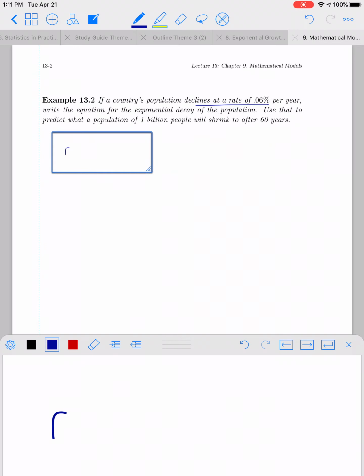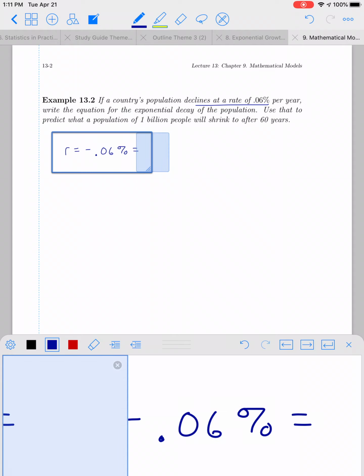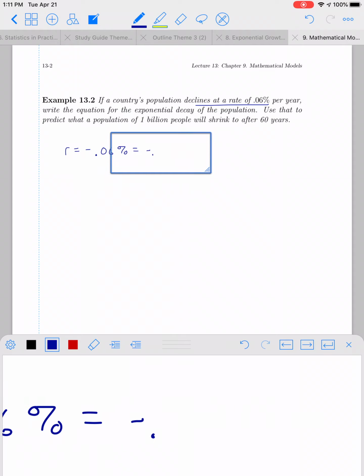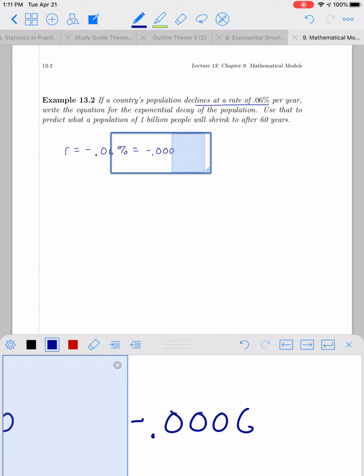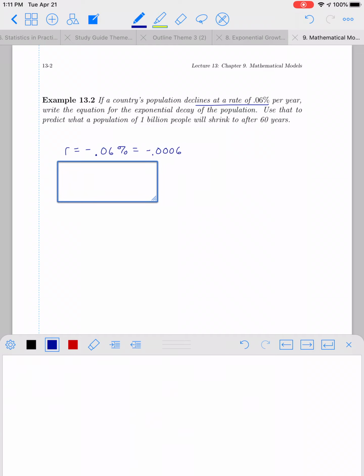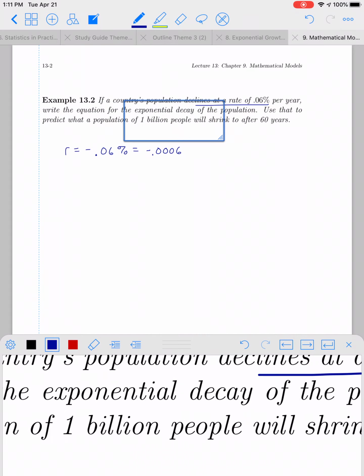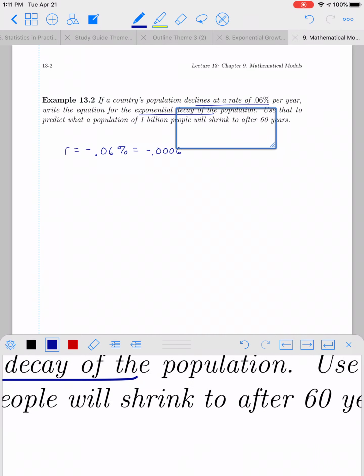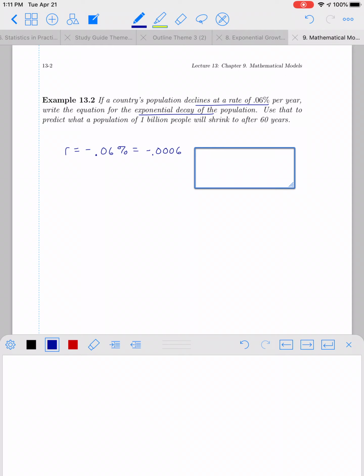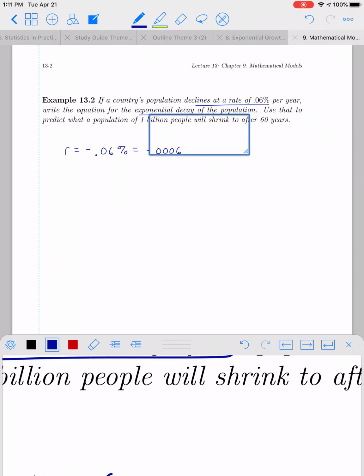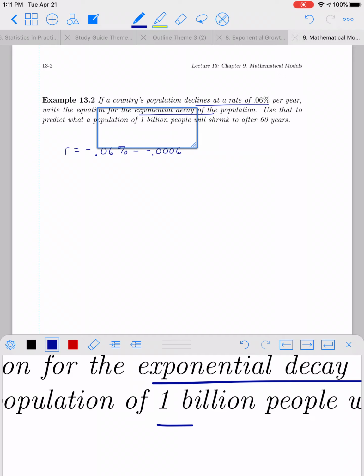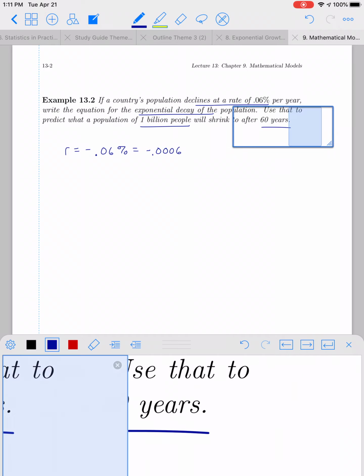So maybe this time we'll recognize the rate right away. It's a decline, so it's negative 0.06%, and converting this to a decimal is negative 0.0006. Now what is Q naught? We're looking for more. Write the equation for the exponential decay of the population, so further instruction, just like the previous problem. Use that to predict what a population of 1 billion people will shrink to after 60 years.